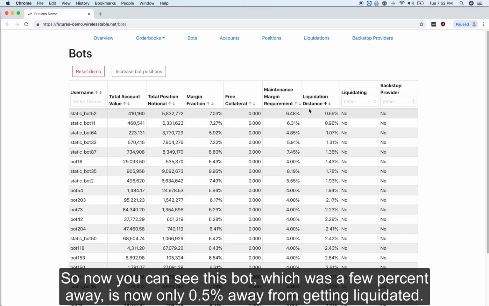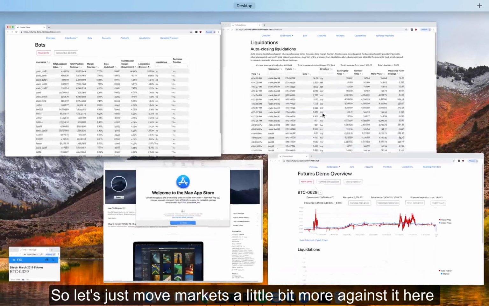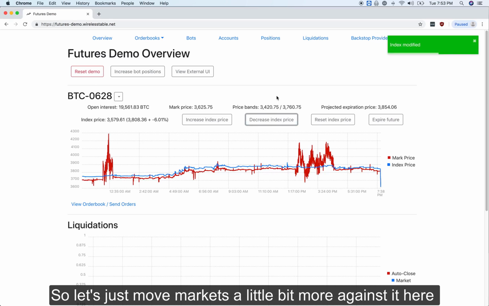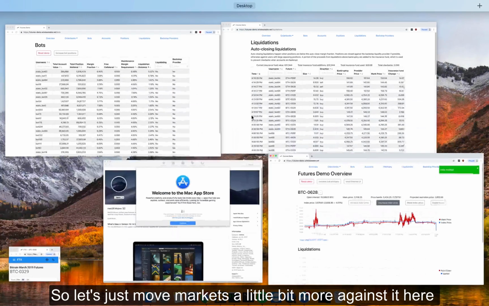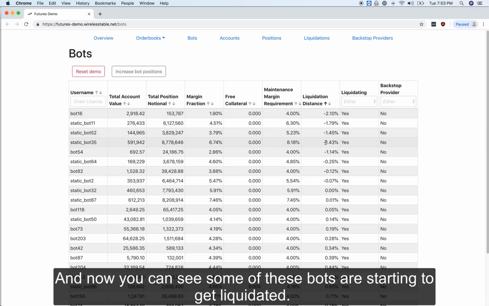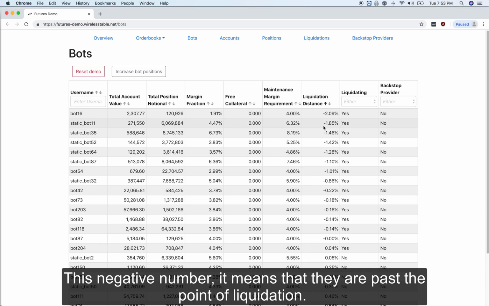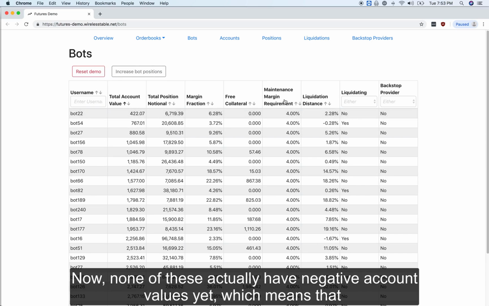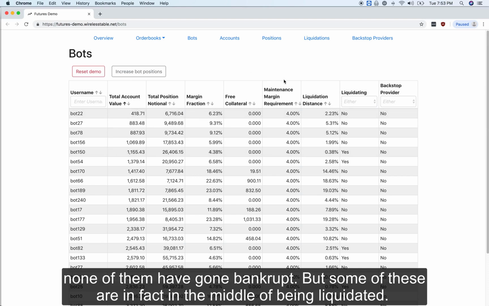So now you can see this bot, which was a few percent away, is now only 0.5% away from getting liquidated. So let's just move markets a little bit more against it here. And check back on it now. And now you can see some of these bots are starting to get liquidated. This negative number means that they're past the point of liquidation. Now, none of these actually have negative account values yet, which means that none of them have gone bankrupt.